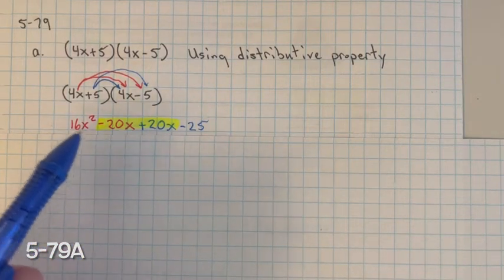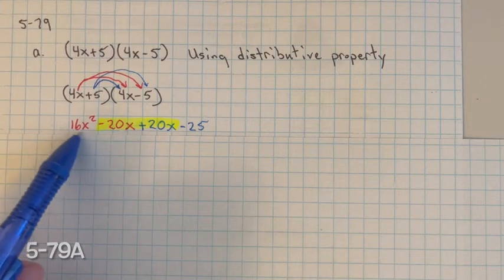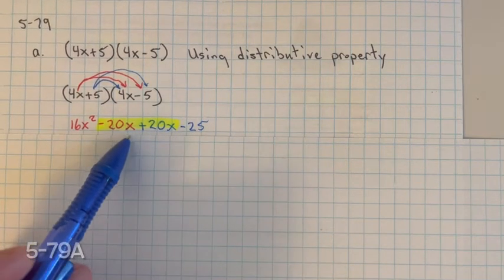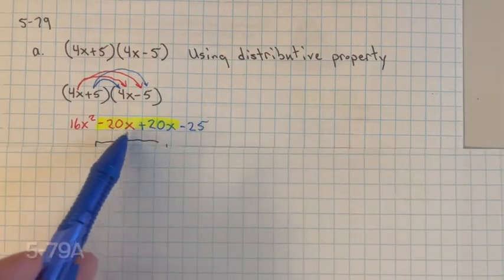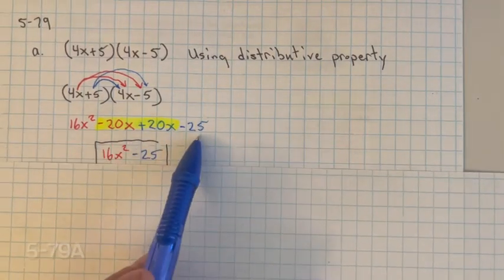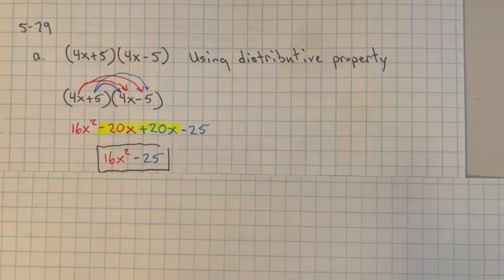Now we look for like terms, and there are no other x squares, but we have x and x. Negative 20x plus 20x equals 0, and then we have negative 25. So 16x squared minus 25 is your answer.